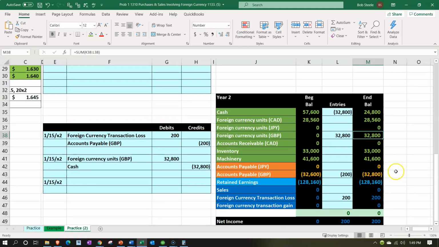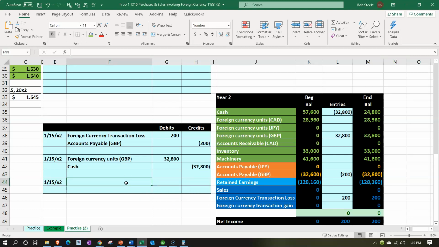Now we have the amount that we need to pay in pounds, 20,000 pounds, represented properly, and the payable represented properly, so that we can then pay it off, which would then decrease the pounds back down to 0 and the accounts payable down to 0. So let's record this in QuickBooks now.